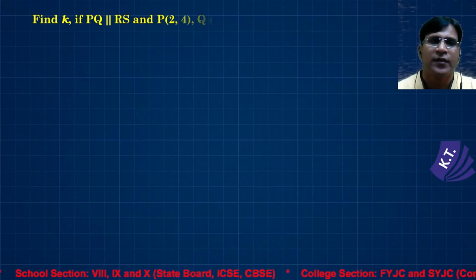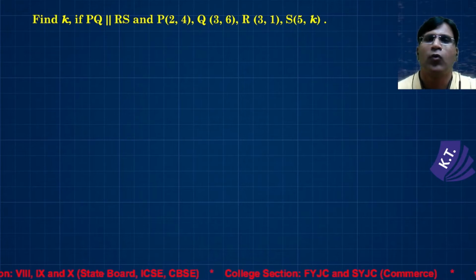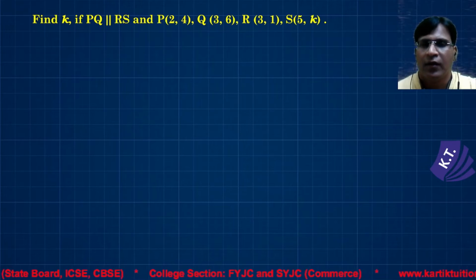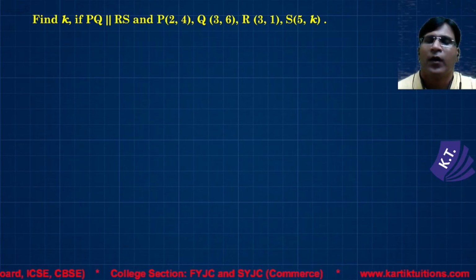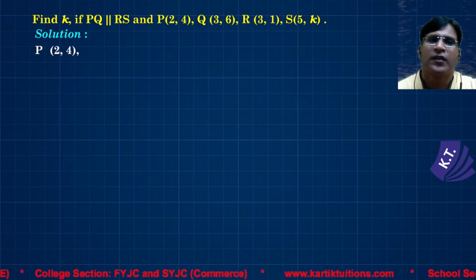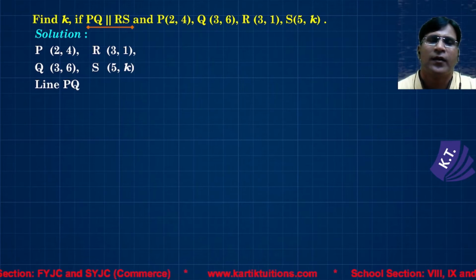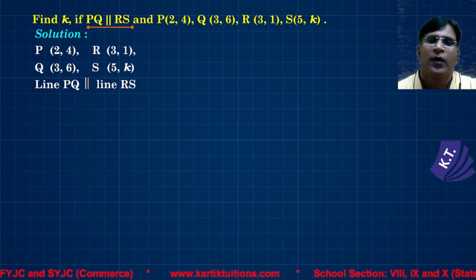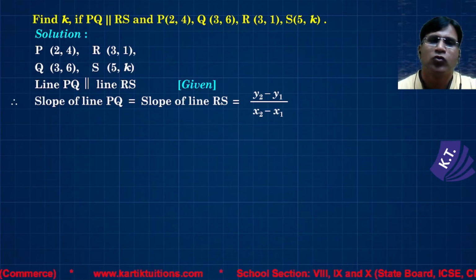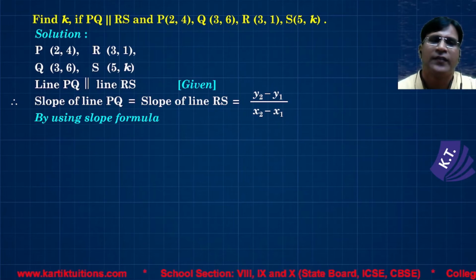Let's have a look at its application. Find K if PQ is parallel to RS and points P, Q, R, S are given to us, where K is an unknown variable in the coordinate of point S. Now see, they have already given us that PQ is parallel to RS. So these are the 4 points given to us, and we just know the lines are parallel. So line PQ is parallel to line RS. Now if the lines are parallel, we know the slope of PQ has to be equal to the slope of line RS, and the formula is y2 minus y1 upon x2 minus x1. So let's apply the formula.